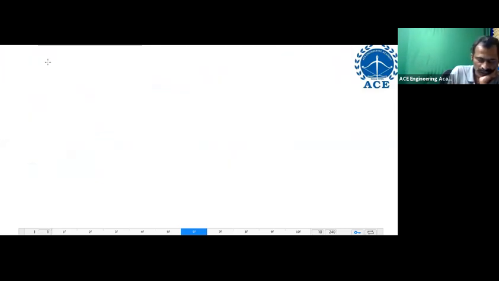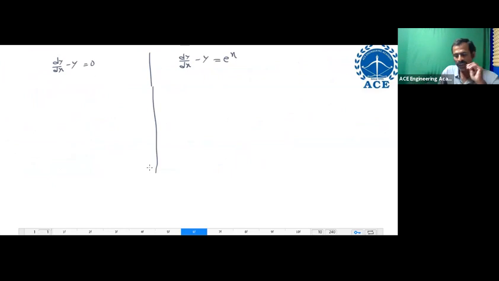Don't write, just look at this. dy by dx minus y equal to 0. On the other side, dy by dx minus y equal to e power x. Look at both equations. Are these two first order or higher order? Both are first order. Next, are both linear or not?